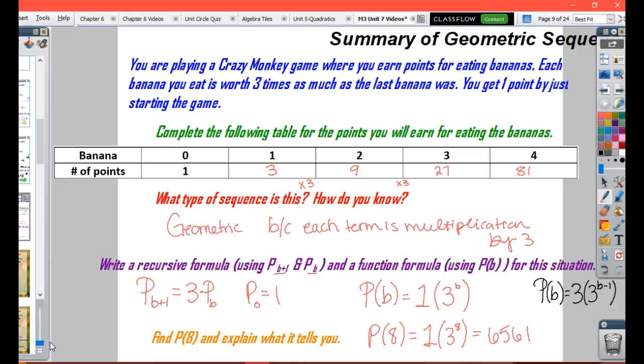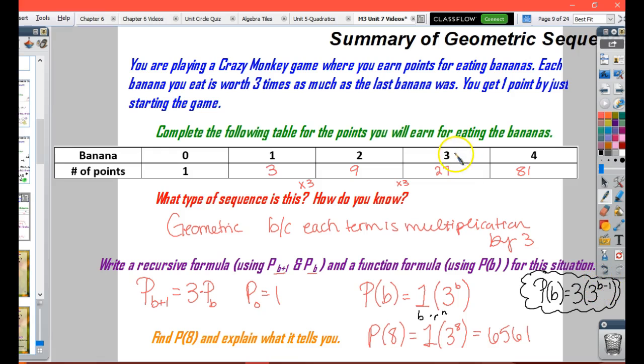Now, magically over here, I have this formula I want to show you real quick. It doesn't matter what formula you use when it comes to function formulas for either arithmetic or geometric, but you need to make sure that your table actually works with it. This won't happen a lot, but let's say someone says, my first banana was worth 3 points. The general formula for geometric is your beginning number times your rate to the n. So if my first banana was worth 3 points, it's 3 times your rate of 3 multiplying each time to the b minus 1. Check this out.